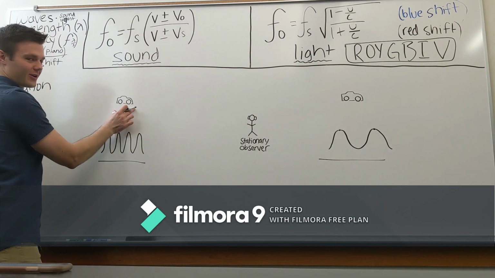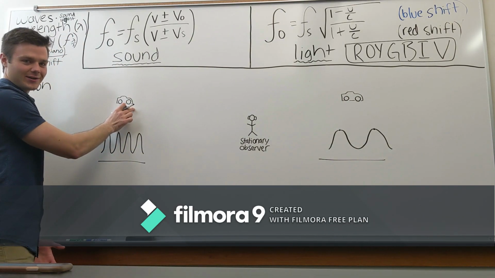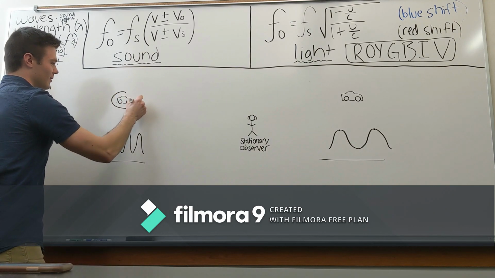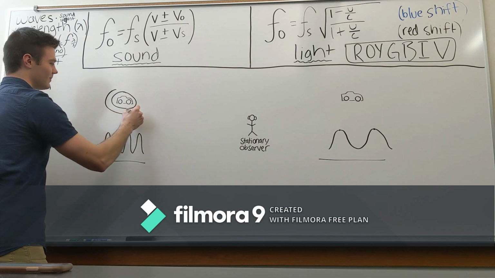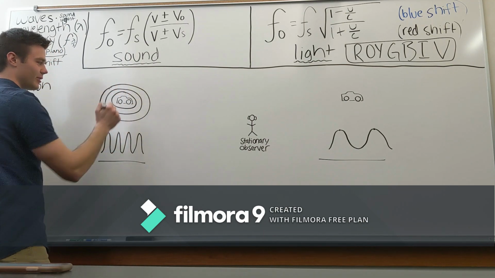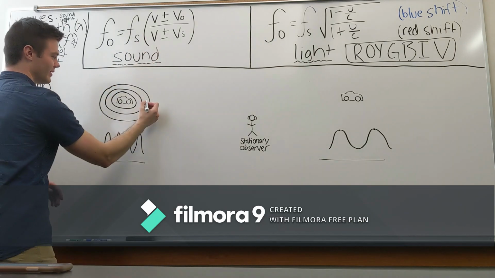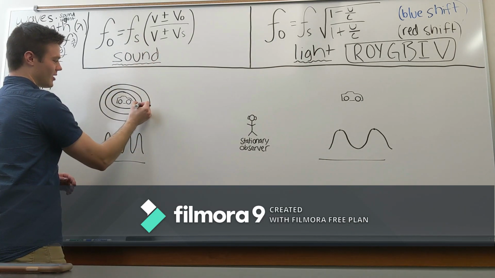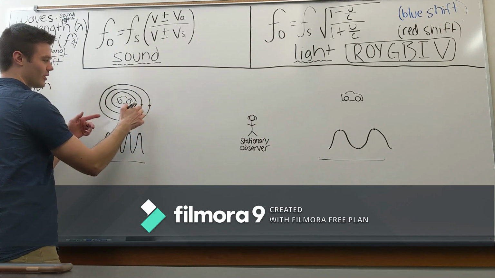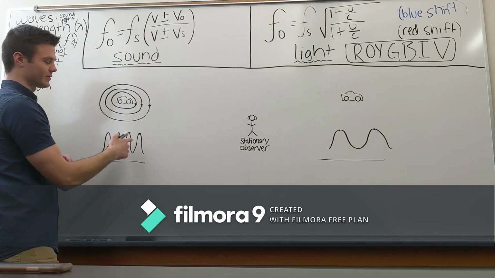Now, if we just have our car here and it's sitting there, it's stuck in traffic, just honking its horn, the waves coming out are going to look like that. They're going to go out evenly in all directions. This is another way to draw a wave model. Just picture these waves as the crests of this wave.